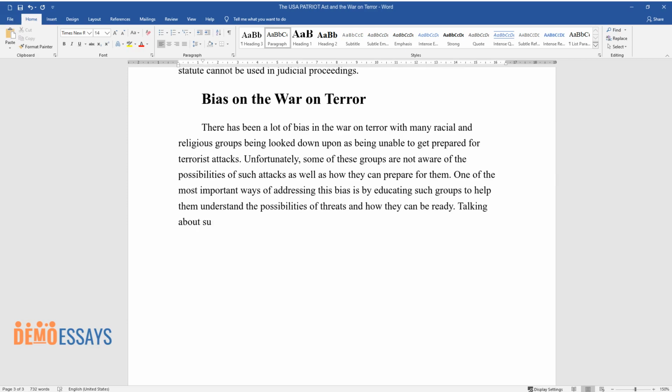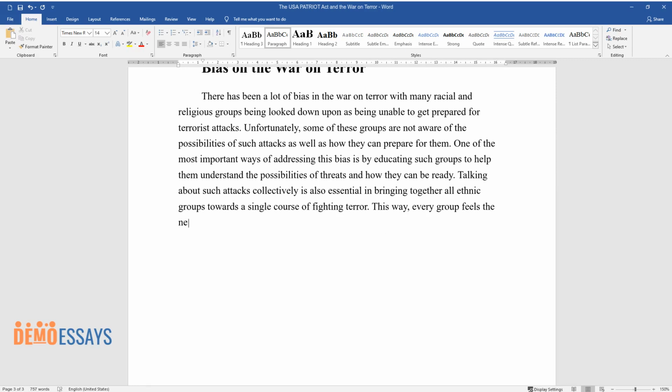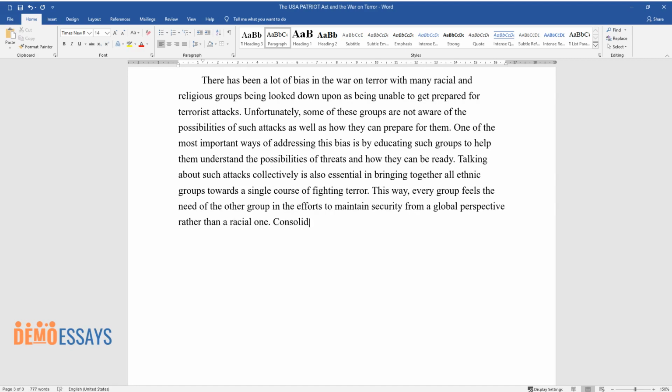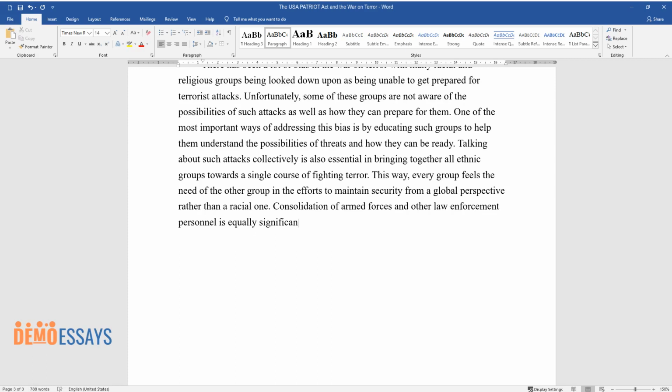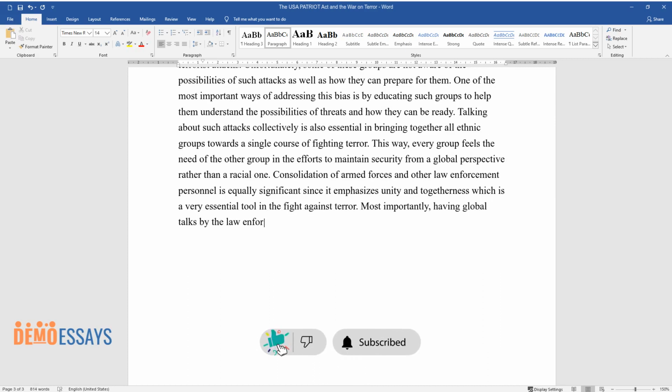Talking about such attacks collectively is also essential in bringing together all ethnic groups towards a single cause of fighting terror. This way, every group feels the need of the other group in the efforts to maintain security from a global perspective rather than a racial one. Consolidation of armed forces and other law enforcement personnel is equally significant, since it emphasizes unity and togetherness, which is a very essential tool in the fight against terror. Most importantly, having global talks by the law enforcers is the basis for all the above-mentioned strategies.